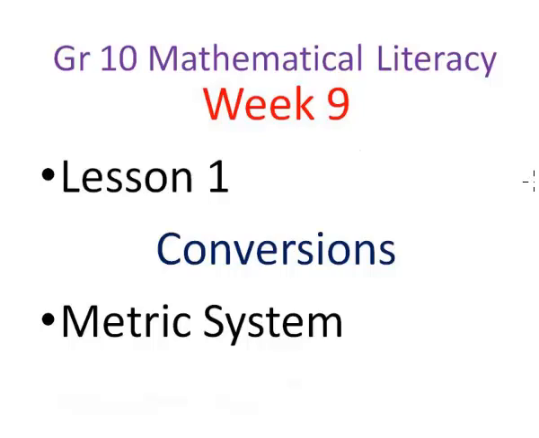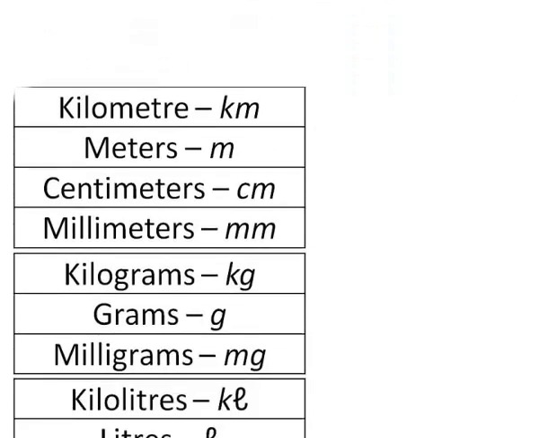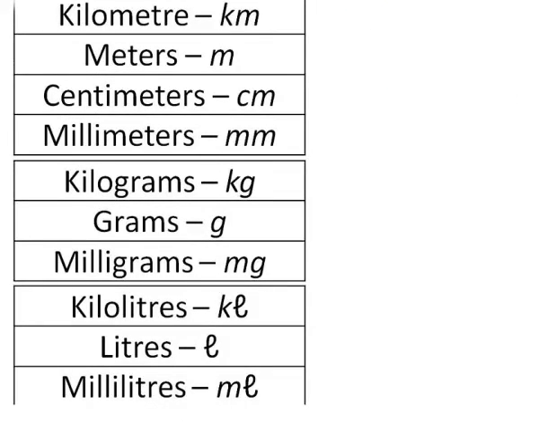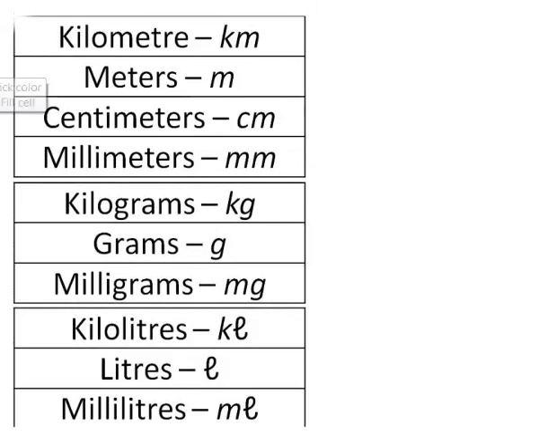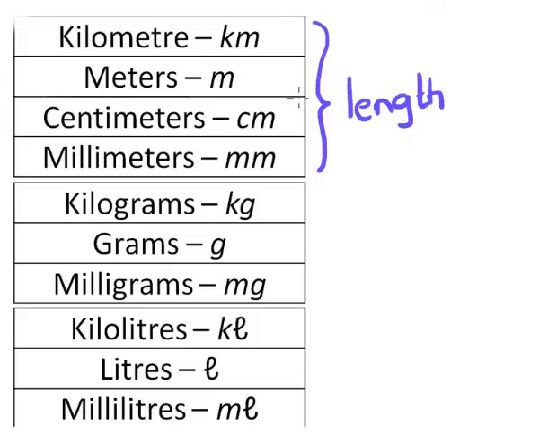Now in South Africa we use a measuring system called the metric system, and this system works in multiples of tens. Let's have a look at some of the common units that we're going to be using. Okay, so here we have them. Now the top four that we've got here are of course the ones that we use for length. So we've got the kilometer, the meter, centimeter and millimeter.